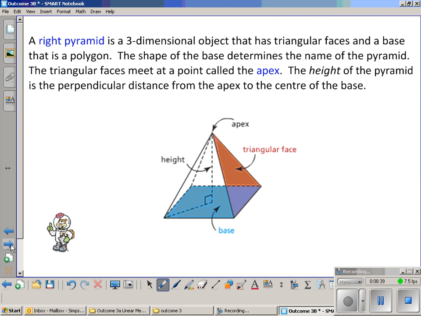A right pyramid is a three-dimensional object that has triangular faces and a base that is a polygon. The shape of the base determines the name of the pyramid, and the triangular faces meet at a point called the apex. The height of the pyramid is the perpendicular distance from the apex to the center. So our base is this bottom piece. These are the triangular faces, and the height again is from the point right down to the bottom base.